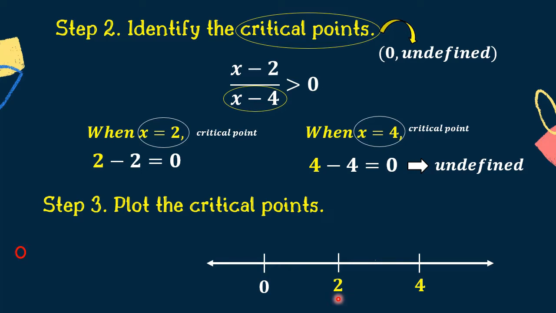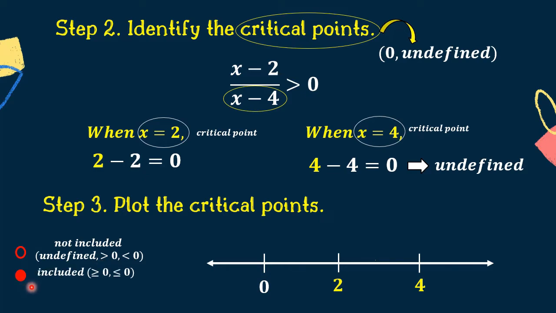So before plotting critical points, we have to remember these symbols. We have open circle. Open circle ang gagamitin natin kapag ang critical point ay hindi kasama, not included. Ano ba ang mga hindi kasama? It is the undefined, the critical point that will make our rational expression undefined, or kapag ang ating expression or inequality here is greater than 0 or less than 0. Ibig sabihin, hindi kasama ang critical point na yan.